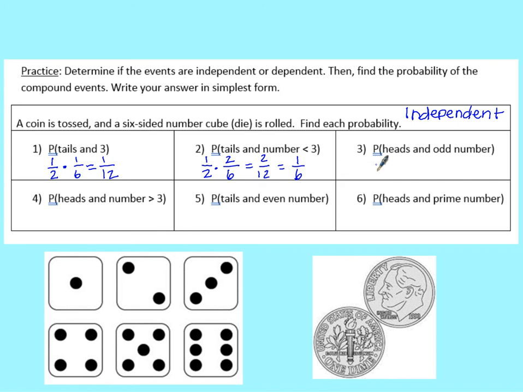In number 3, we're finding the probability of heads and an odd number. The probability of heads is 1 over 2. And then to get an odd number, that's 1, 3, or 5. That's 3, and it's out of 6 total. 1 times 3 gets us 3, and 2 times 6 gets us 12. These are both divisible by 3, so we can rewrite this as 1/4.